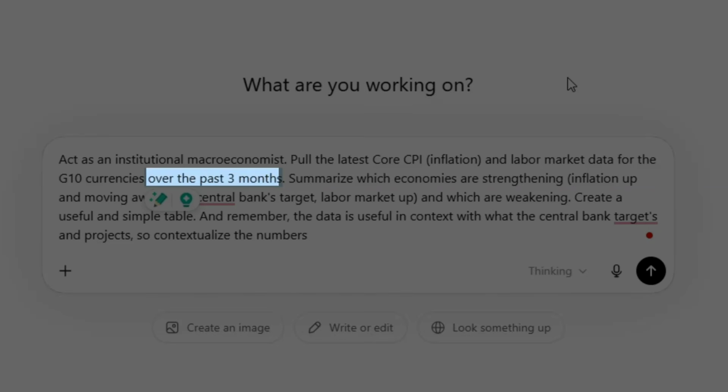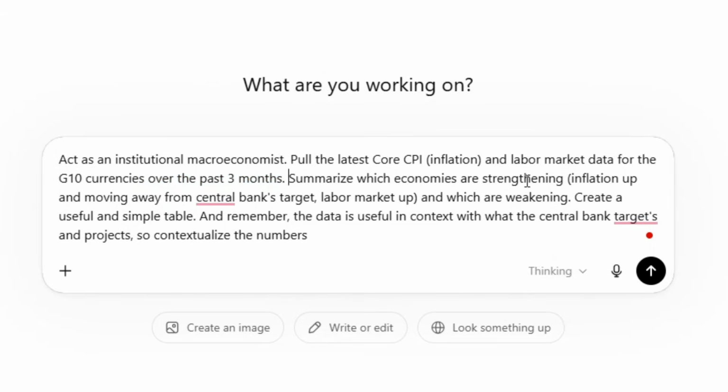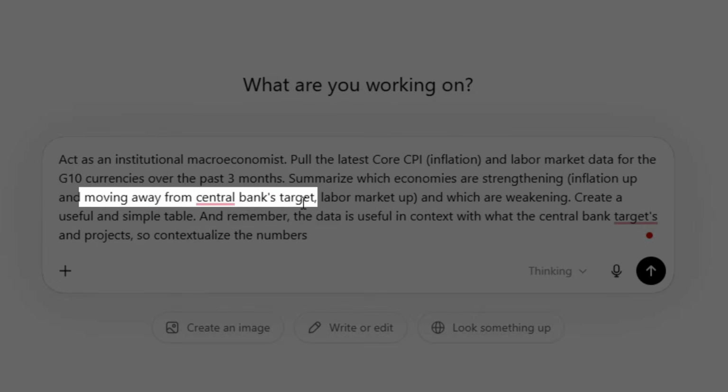Because central banks don't move just on a single data point. They move on the trend of it, okay? Because one data point can be volatile, and so they might tend to overlook it. So what they do is they look at the 3-month average. Inflation 3 months ago was at this, 3 months ago was at this, now it's at this. Okay, summarize which economies are strengthening, inflation up, and moving away from the central bank's target.